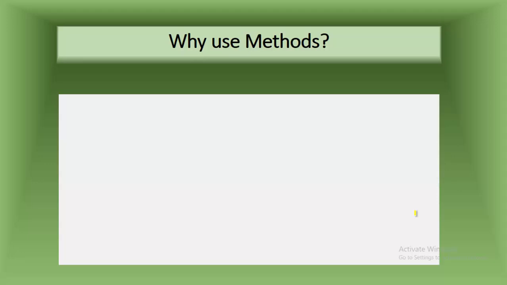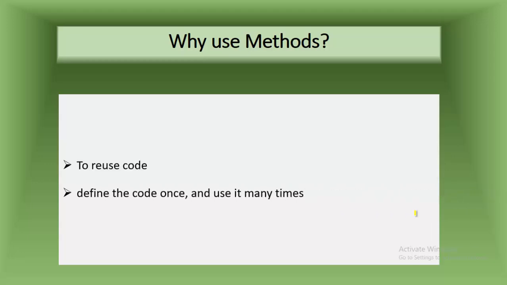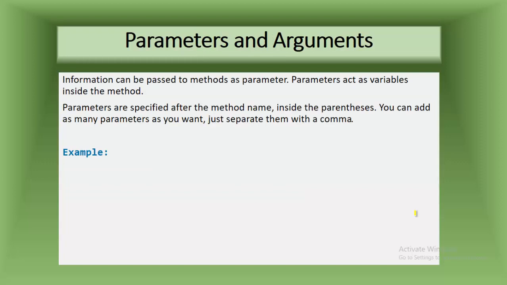Methods are time savers and help us to reuse the code without repeating the code. That is the benefit of the method. To reuse the code, define the code once and use it many times. When we use a method to reuse the code, we write the code once and use it many times in the program. Parameters and arguments. What are parameters and arguments?